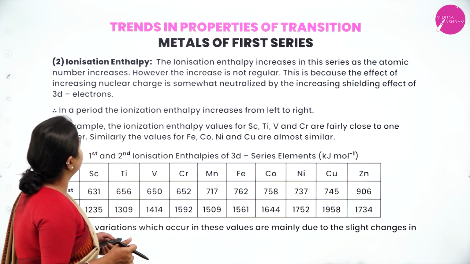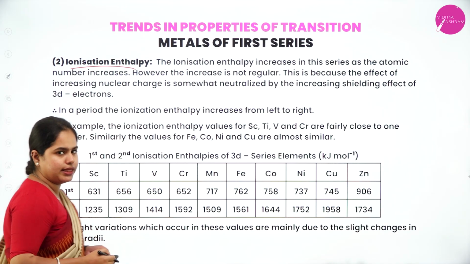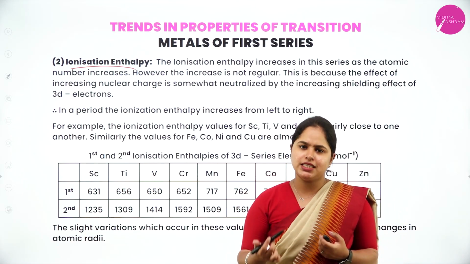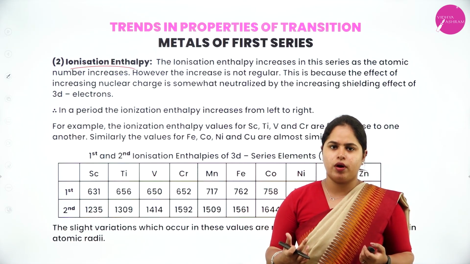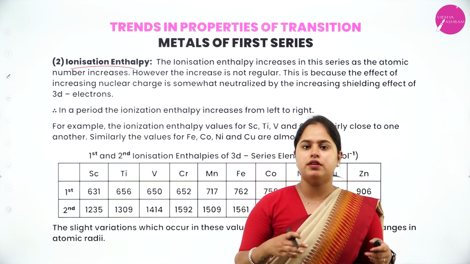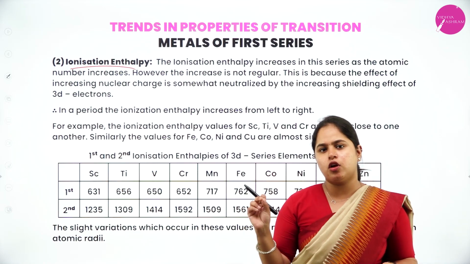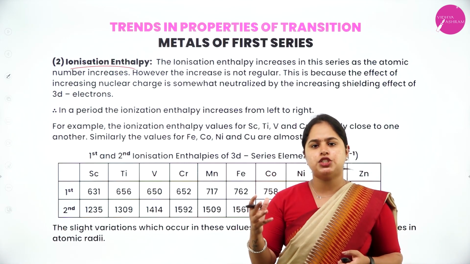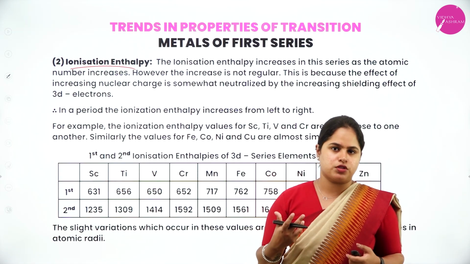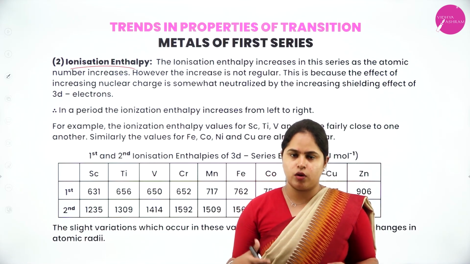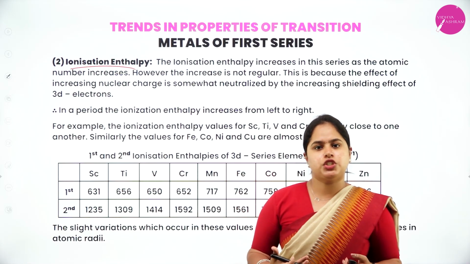Right, now moving on to the next one, that is ionization enthalpy. You're already familiar with what ionization enthalpy is. Ionization enthalpy is the enthalpy required to remove one electron from the outermost shell of an atom, to convert it into a cation. When one electron is lost, it gets converted into a cation, right? So how much energy or enthalpy is required for this process is called ionization enthalpy. Now we are going to see how the ionization enthalpy varies across a period and down the group.